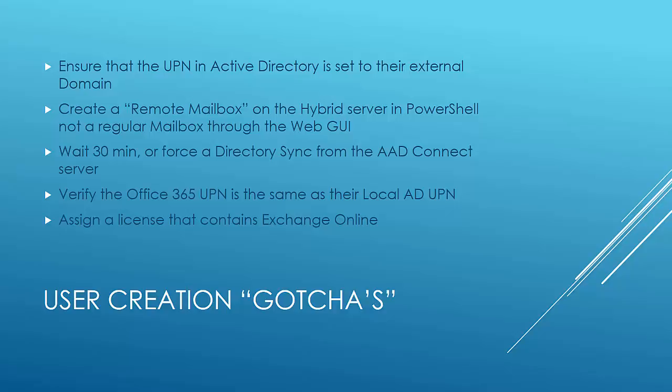Okay, and now we're going to wait our 30 minutes, or we can go in and force a directory synchronization from the AAD Connect server. Again, I'll demonstrate that. And then we're going to go out and verify Office 365's UPN did pick up the external domain, and there's no errors there, or else your user's going to have some authentication issues. Okay, and then we're going to assign an Exchange Online license.